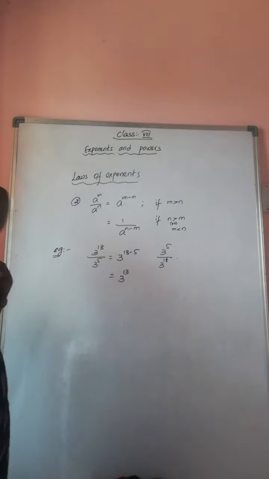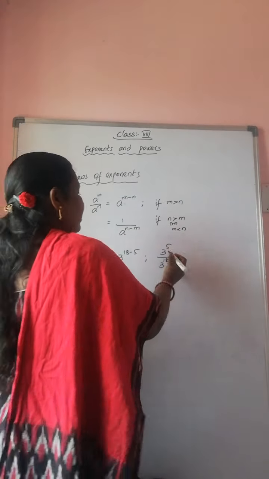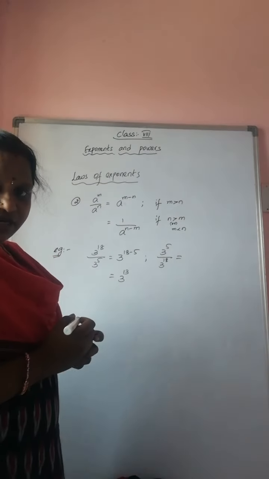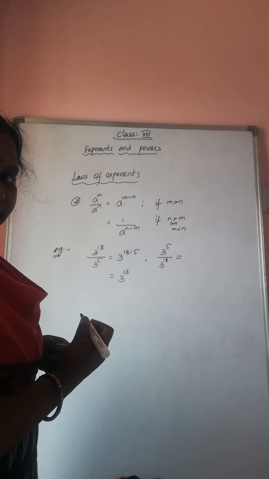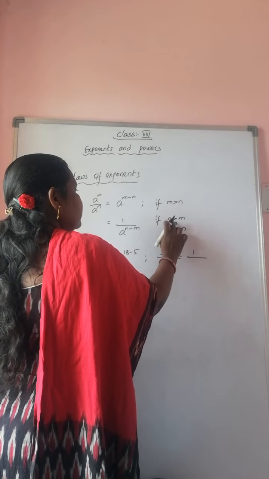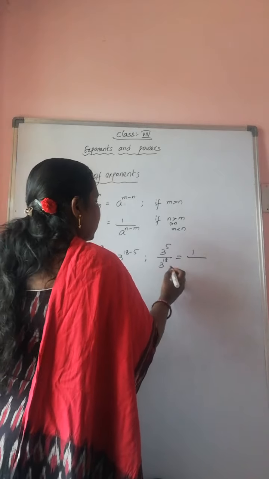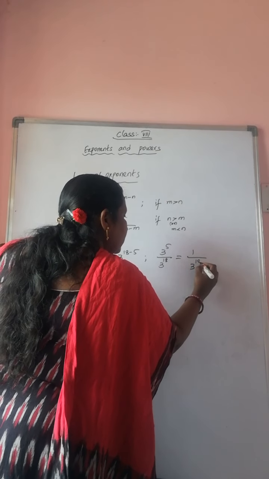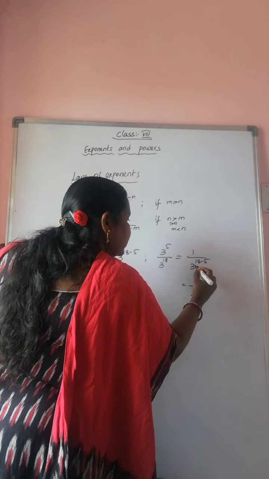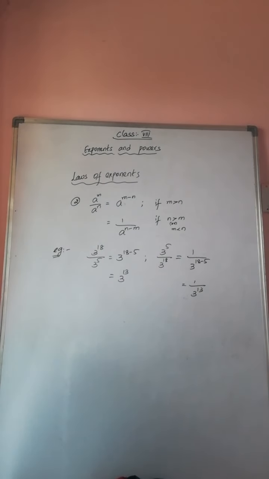The same question we had just reversed, and I have shown you here. You can see here 3 power 5 by 3 power 18 is there. At that time you can look, the denominator power is greater than the numerator. So what is the condition if the denominator power is greater than the numerator? This is the condition: 1 by 3 power 18, we have to bring that 5 down. So what is the answer? 1 by 3 to the power of 18 minus 5, which is nothing but 13. Okay, so this is our second law.